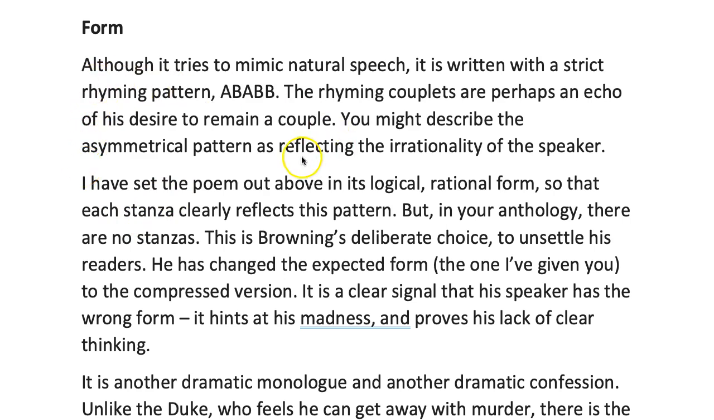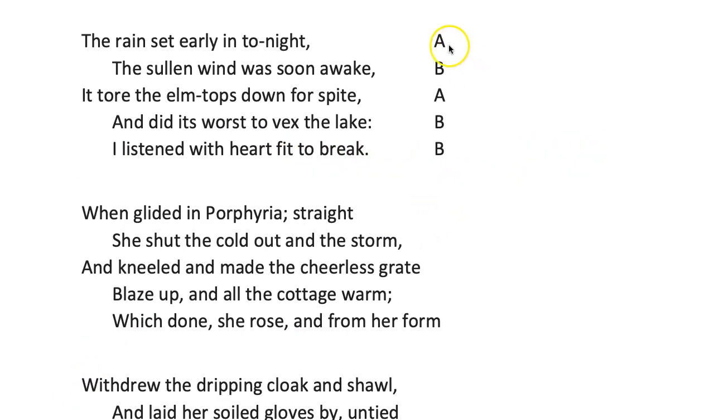What I'm giving you here is an extract from my literature guide so that you can see what it might look like in an essay. So although it tries to mimic natural speech, it's written in iambic pentameter, it's written with a strict rhyming pattern, as we've seen. The rhyming couplets are perhaps an echo of his desire to remain a couple. You might describe the asymmetrical pattern as reflecting the irrationality of the speaker. So, for example, if this were going to be symmetrical, it would be A, B, A, B, A.